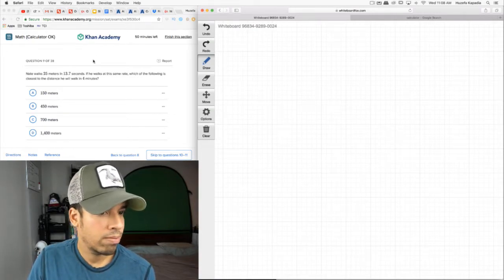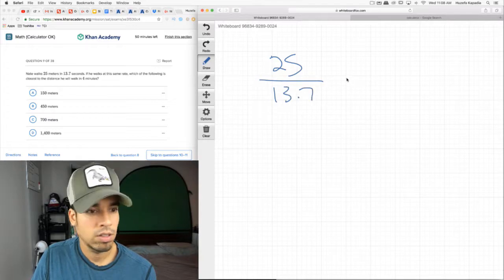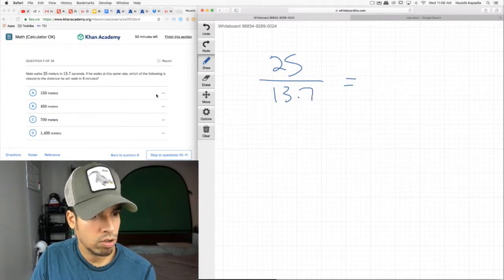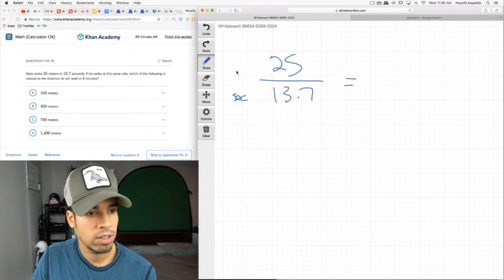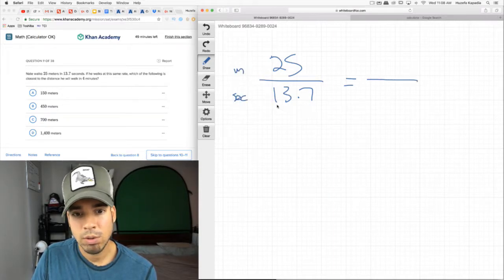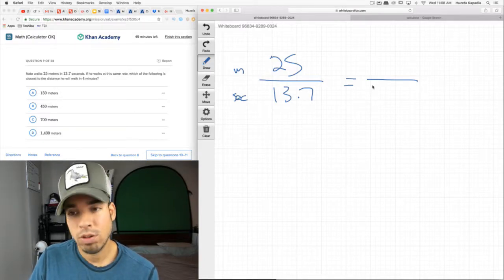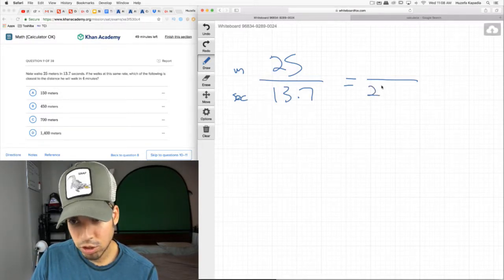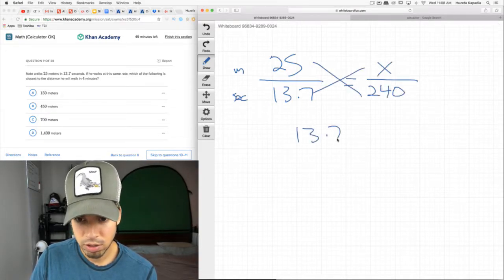Next, Nate walks 25 meters in 13.7 seconds. If he walks at the same rate, which of the following is closest to the distance he walks in 4 minutes? So here's seconds, here's meters. Now we want 4 minutes, but we can't put 4, we got to put it in seconds. So 4 minutes is 4 times 60, which is 240 over x, and then we cross multiply.